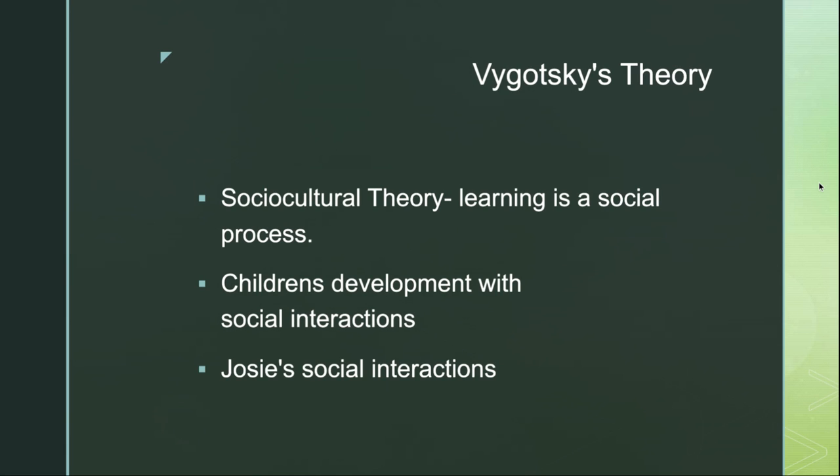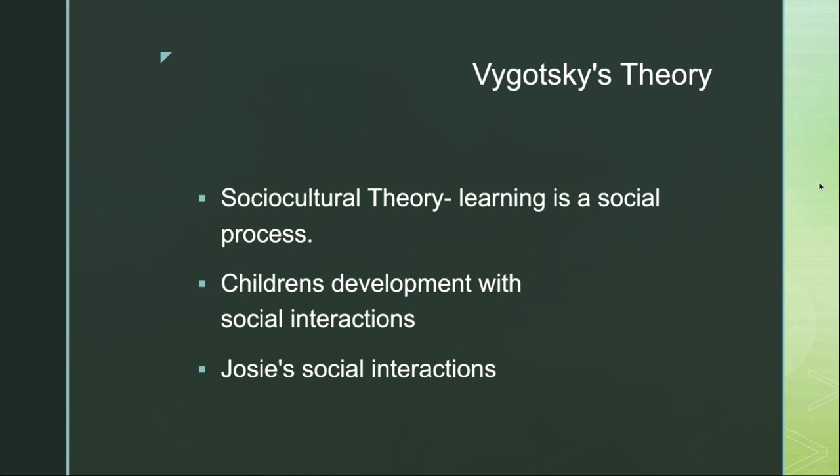Vygotsky's sociocultural theory is that learning is a social process. Children develop through social interactions. Vygotsky's theoretical framework is that the social interactions that people have play a fundamental role in the development of cognition. Children develop through social interactions because they want to communicate with others. Children start to make babbling sounds with their parents because they want to communicate with them.